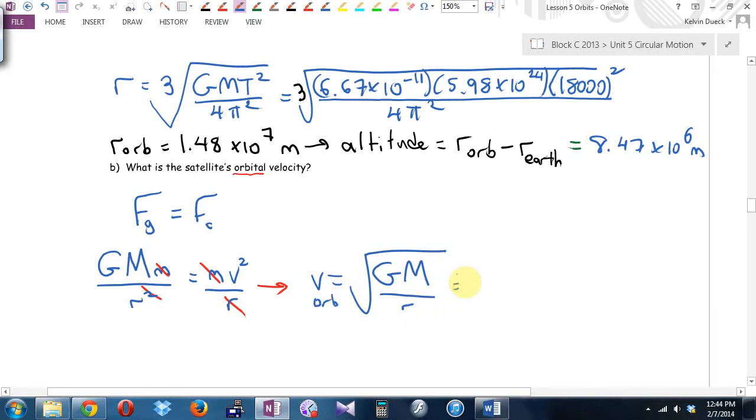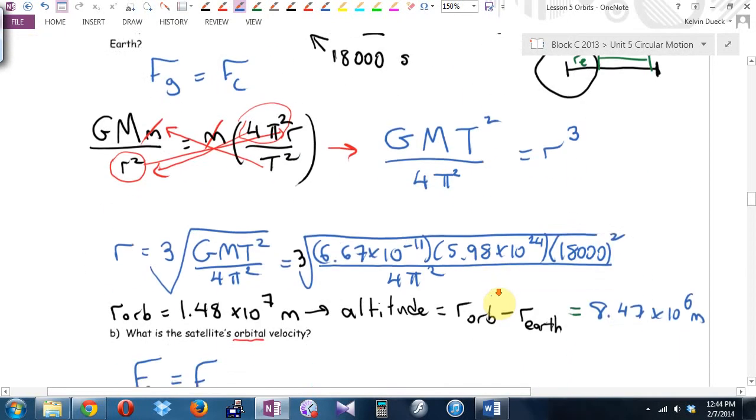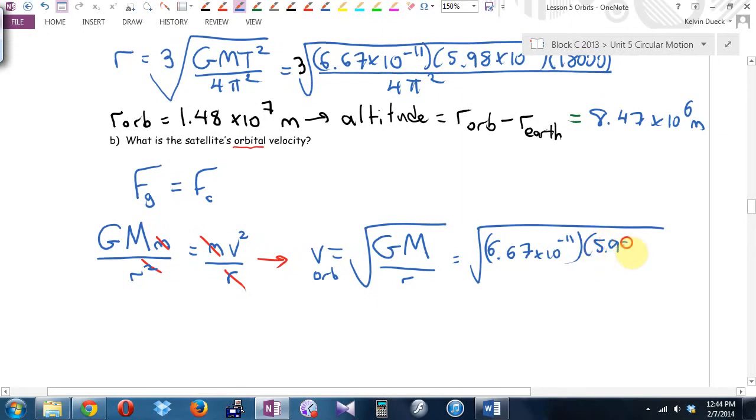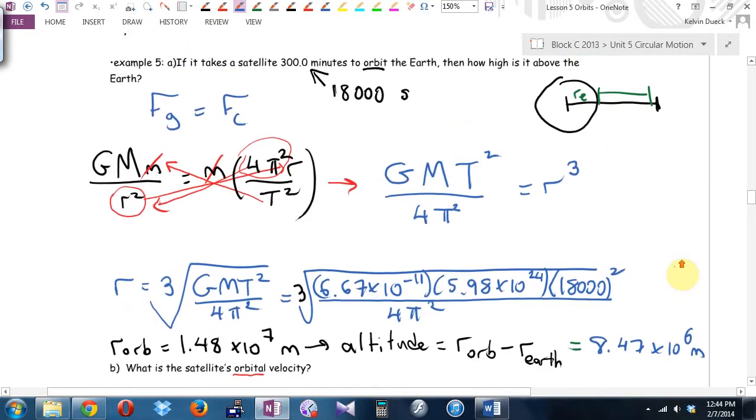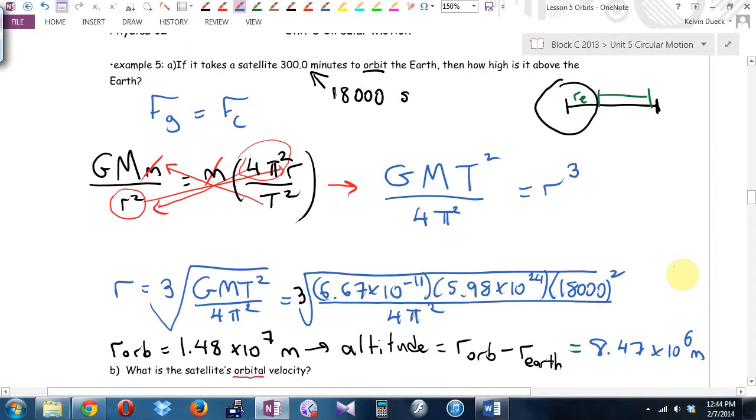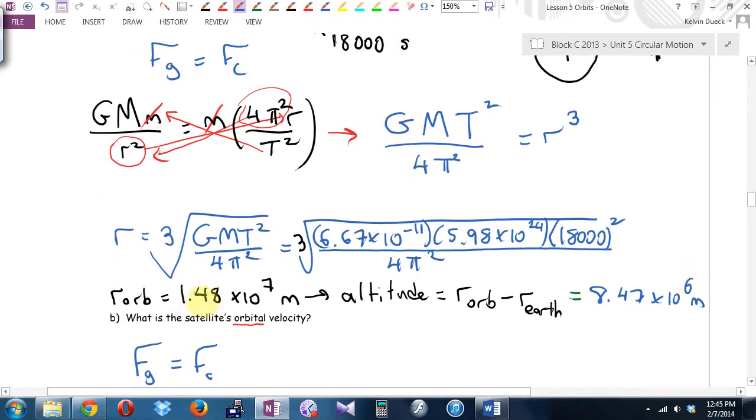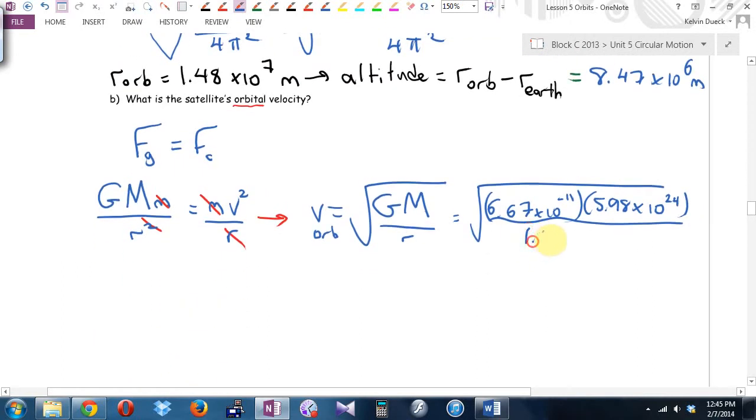Let's see. This is going to be the square root of 6.67 times 10 to the negative 11. I think we're around the Earth, yes? Yep. So the mass is 5.98 times 10 to the 24th. Divided by, we are going to have to use the orbital radius from part 1. Now, normally I would try and have this answer stored on my calculator, but I don't know about you, I put other stuff on my calculator. So I wrote down the orbital radius was 1.48 times 10 to the 7th.